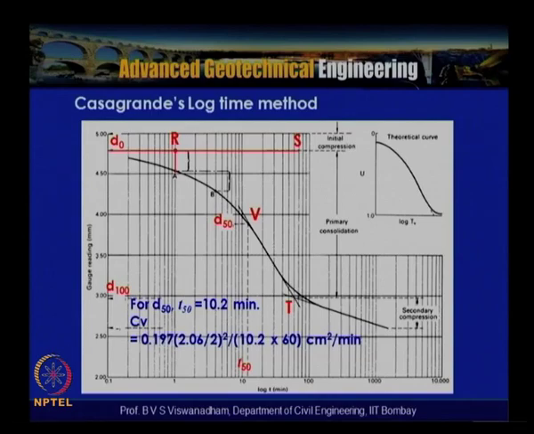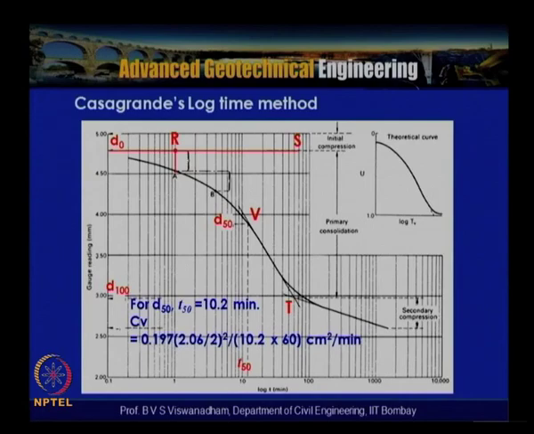So in the logarithmic time method, for a given load increment, we have to plot dial gauge readings versus logarithm of time. Then we mark two points on the dial gauge reading log t curve, such that t1 is at A and t2 is at B, and t2 is equal to 4 t1. That is the time difference. Then the vertical dial gauge reading difference between A and B is, let us say, X. With another distance X above, locate a point R and draw line RS through that, and the point where it meets the dial gauge reading indicates D0.